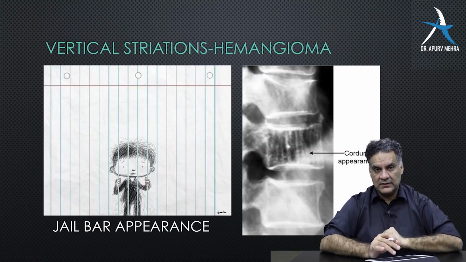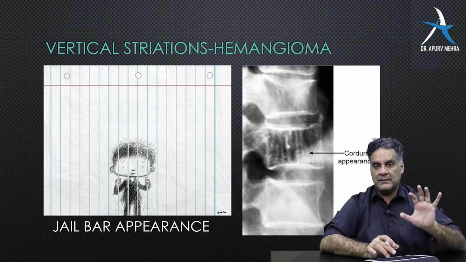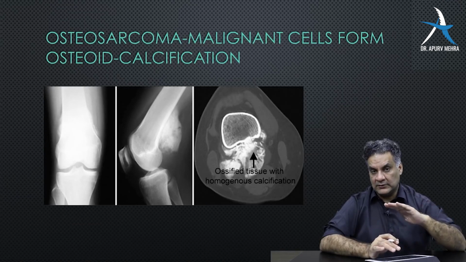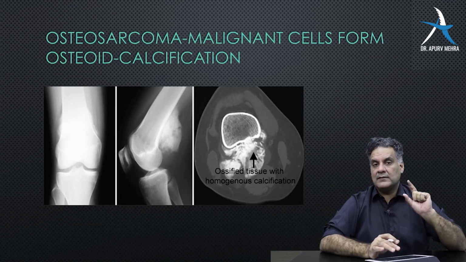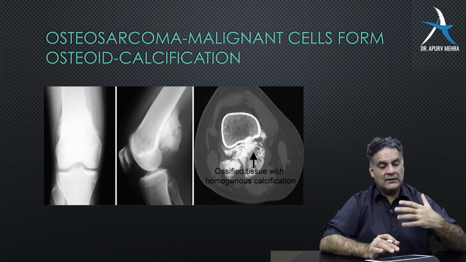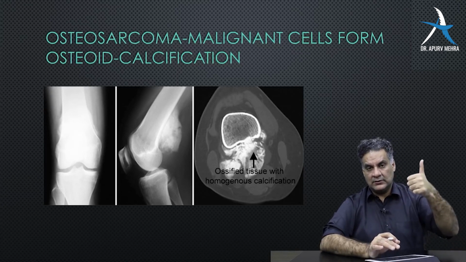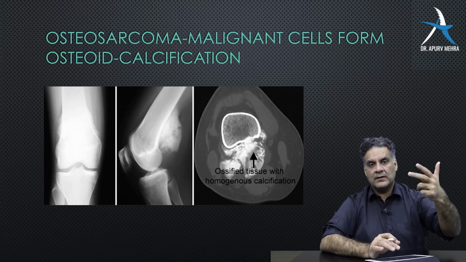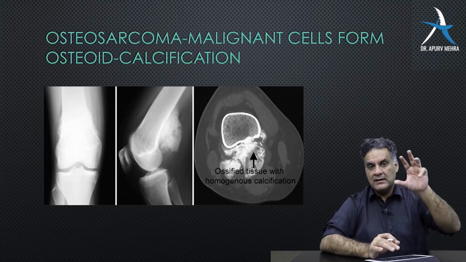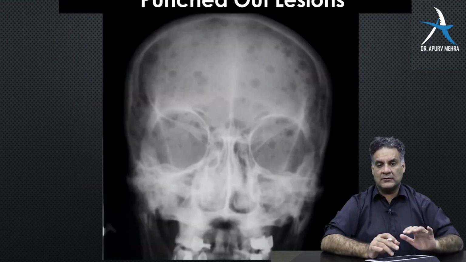Vertical striations, also called corduroy appearance in a vertebra, are seen in hemangioma. Remember, osteosarcoma is an ossified tissue which is homogeneous, most commonly in the second decade of life, metaphyseal. Commonest site, lower end femur. Lower end femur, three things are commonest: osteomyelitis, GCT, osteosarcoma. Many a time they give you a pathology specimen with destruction of the metaphysis with raised periosteum. That's the feature of osteosarcoma.